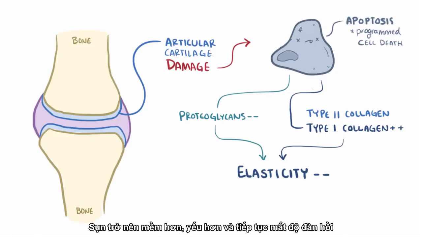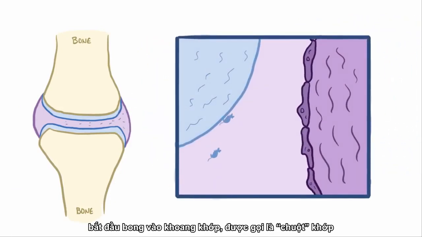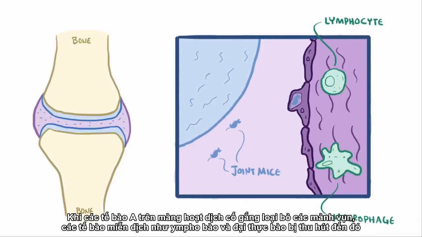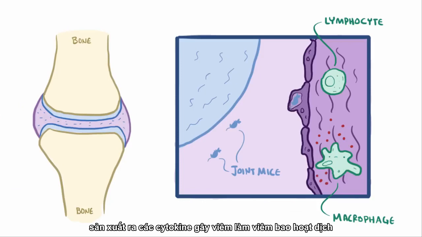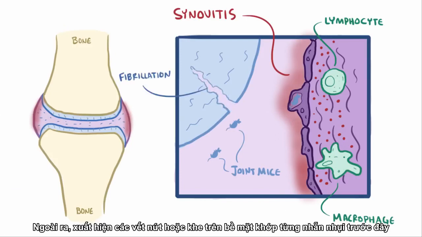The cartilage gets softer, weaker, and continues to lose elasticity, and it starts to flake off into the synovial space, called joint mice. As type A cells in the synovium attempt to remove the debris, immune cells like lymphocytes and macrophages are recruited into the synovial membrane, which produces pro-inflammatory cytokines that ultimately cause inflammation of the synovium as well, called synovitis. Also, fibrillations form. Essentially, these are cracks or clefts on what used to be smooth articular surface.